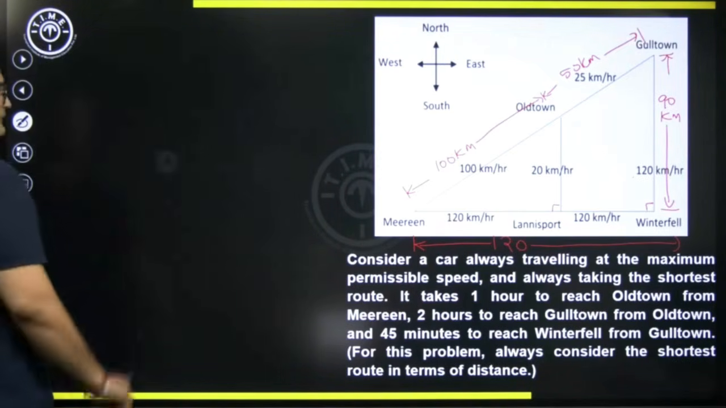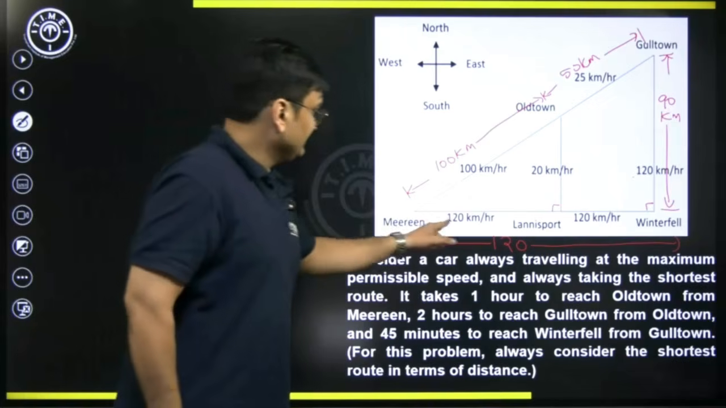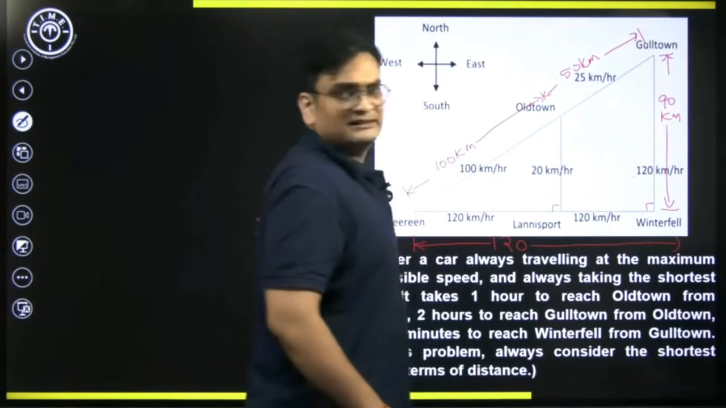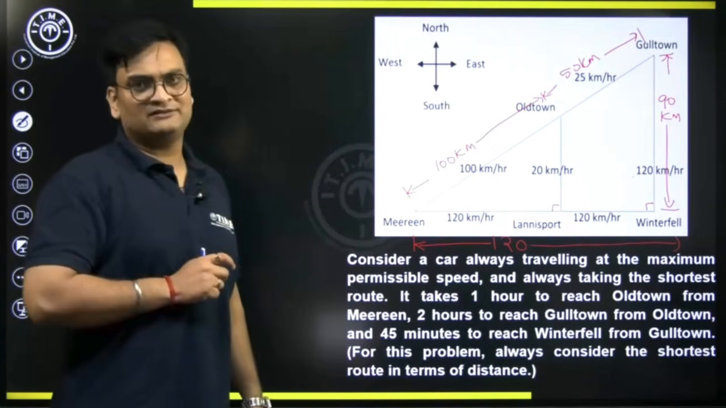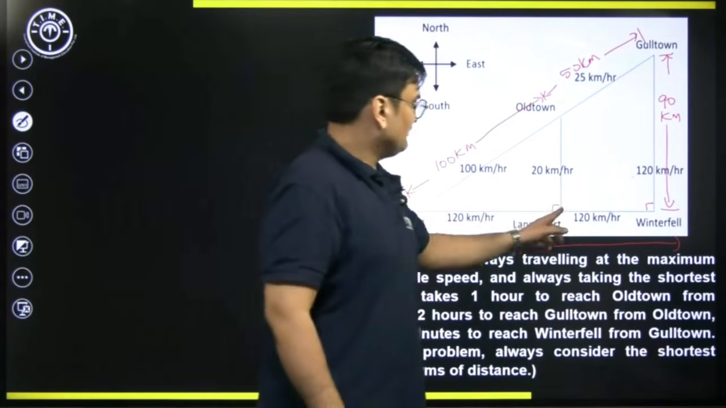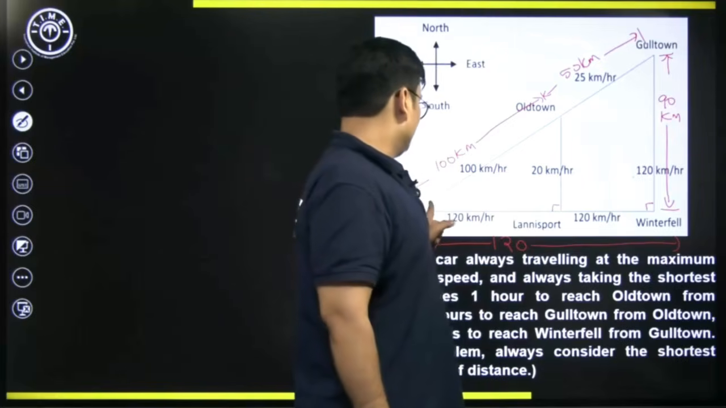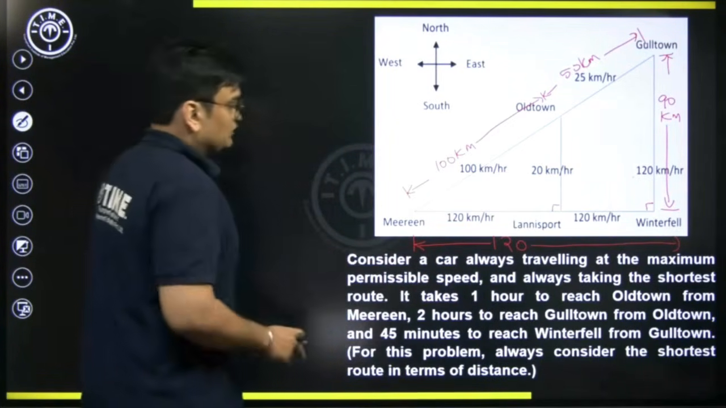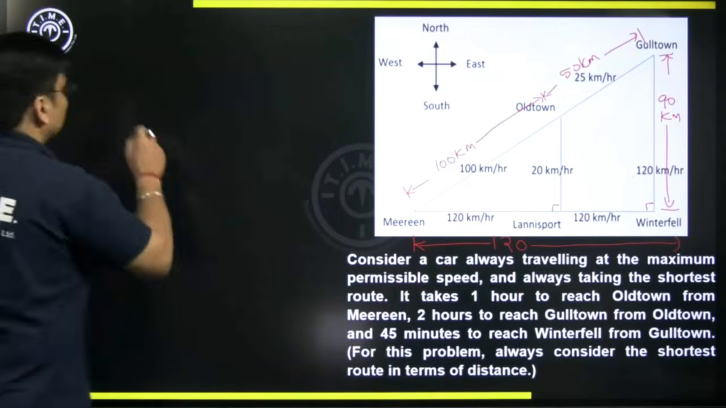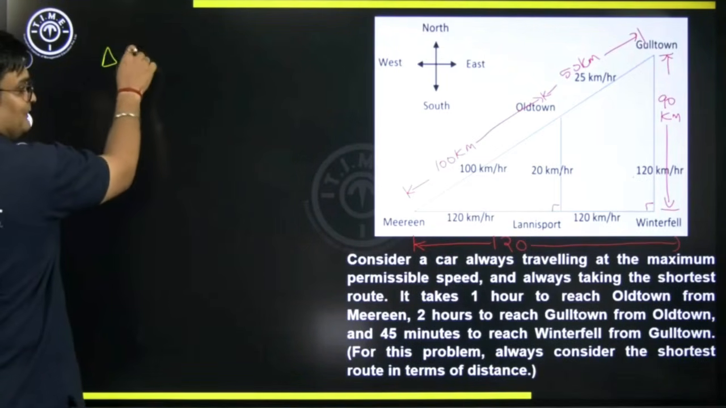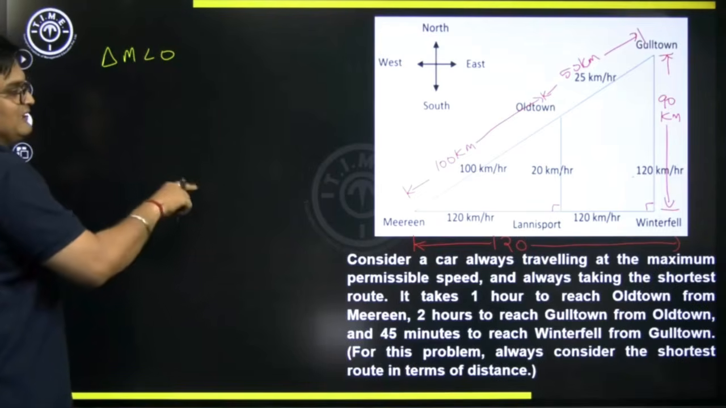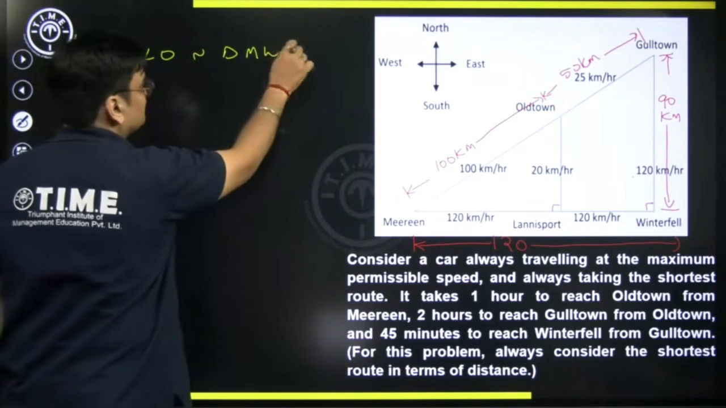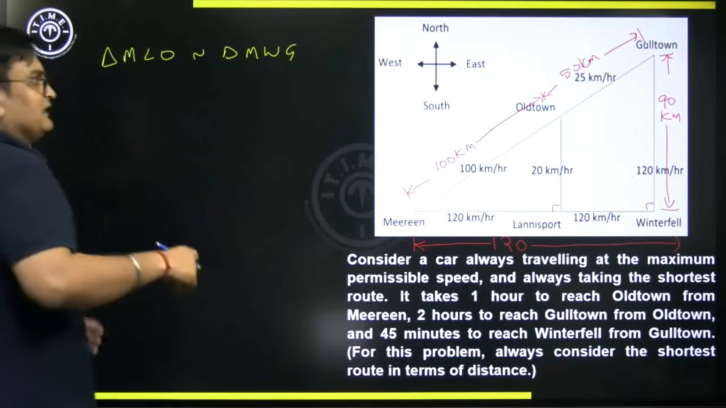Also, please observe. Consider this smaller triangle and consider this large right angle triangle. Can we say the two triangles are similar? I hope you all will agree, because we have 90 degrees here, 90 degrees here, and this is the common angle for both the triangles. So they are similar triangles. So let's call them by the initials. Triangle MLO, Meereen, Lannisport, Old Town, is similar to triangle MWG, Meereen, Winterfell and Gultown.